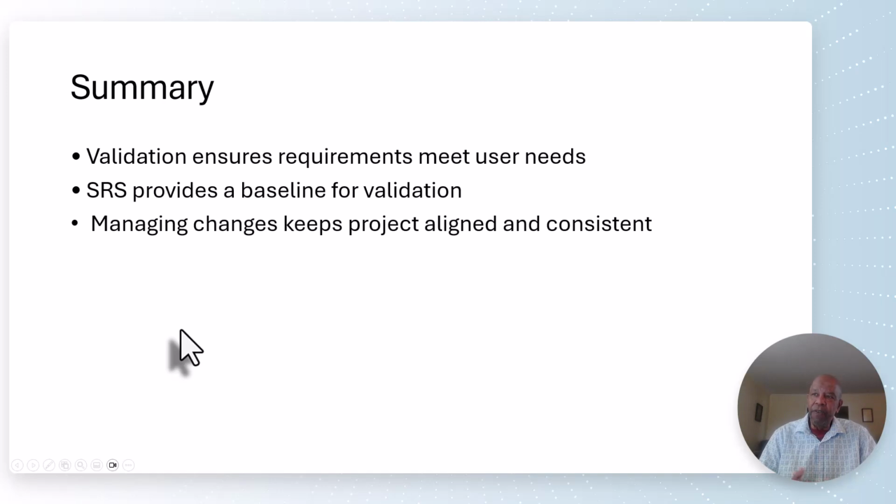So in summary, validation ensures requirements meet the user needs. Software requirement specification provides a baseline for validation. Managing changes keeps the project aligned and consistent. Okay, that is our lecture on requirements.